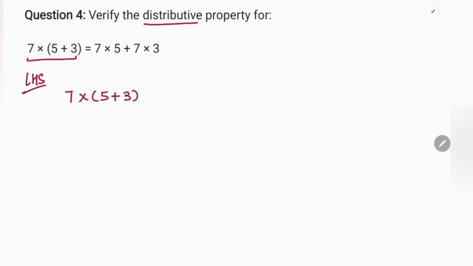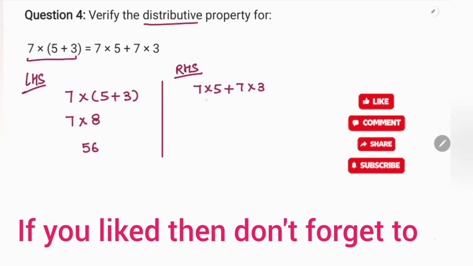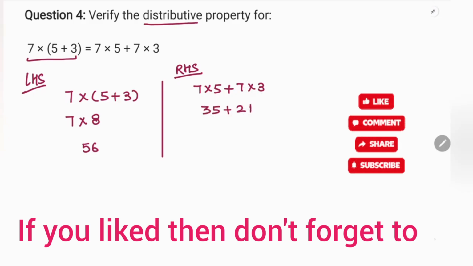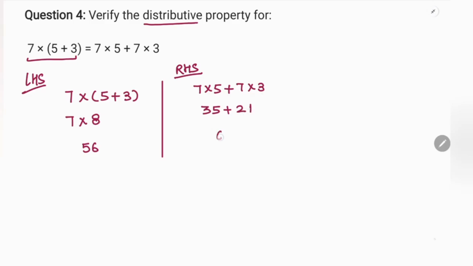So 7 times 5 plus 3 is 8. What is 7 times 8? 56. Now I will solve RHS, right hand side. 7 times 5 plus 7 times 3. What is 7 times 5? 35. What is 7 times 3? 21. And now I will add. It will be equal to 56. So left hand side is equal to right hand side. That means our property is verified.